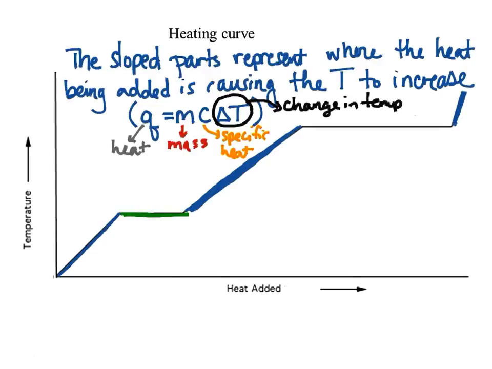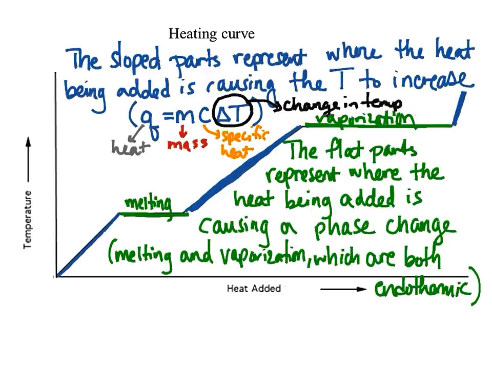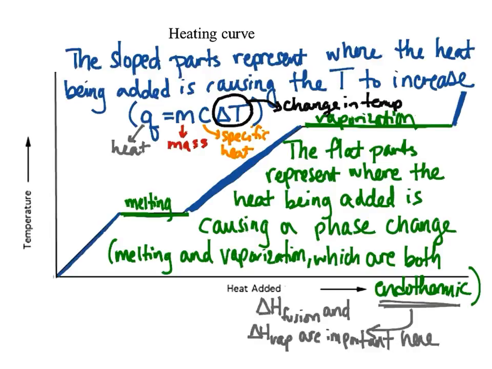Where the temperature does not increase but stays constant in spite of heat being added, those represent phase changes. So the flat parts represent where the heat being added is causing a change in phase. The first one on the left is melting, and the second one on the right is vaporization. These are both endothermic phase changes, which means heat has to go in, which means the delta H, or heat of fusion, and the heat of vaporization are both important parts of the calculation for the Q, the heat involved.